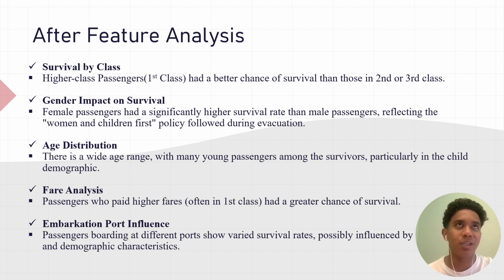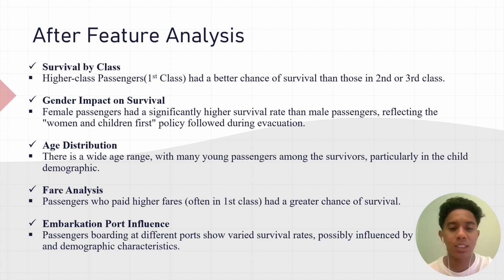The feature analysis used here is the measure of central tendency. In the histogram, the passengers who paid higher fares, often in the first class of course, had a greater chance of survival. This is what I have analyzed from the dataset.